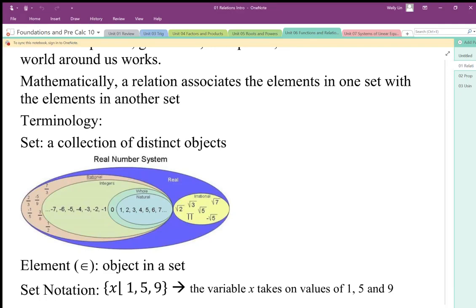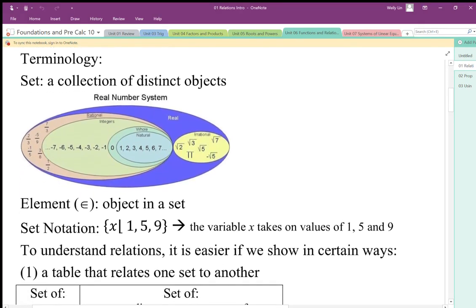They could also be objects. So we can say the set includes the people in this classroom. Okay, so that could also be a set. We typically will look at sets as numbers when we get into doing graphing and things like that. But just in general, a set could be any distinct group.